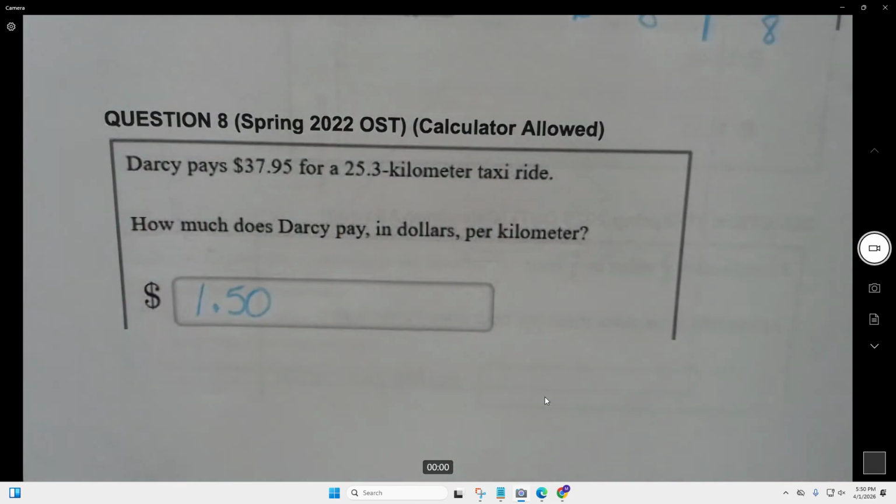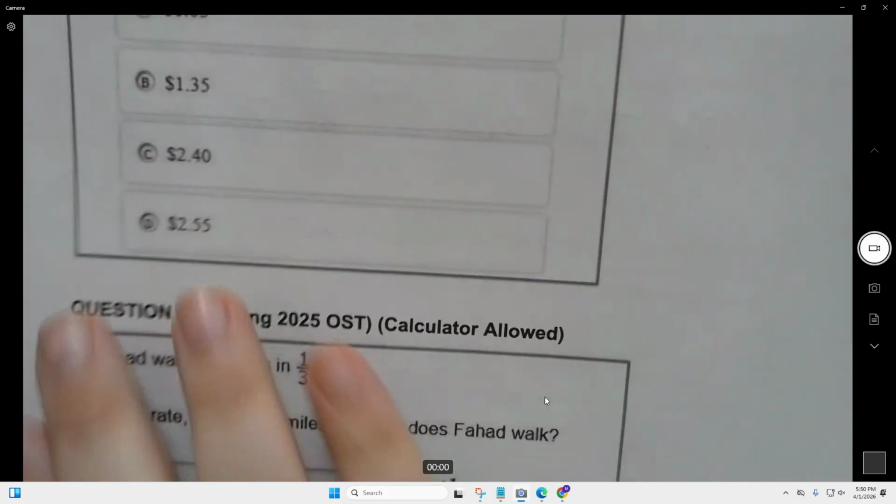If they only want to know per one of something, those are the easiest problems you're going to get in the ratio section. Just divide them and move on.